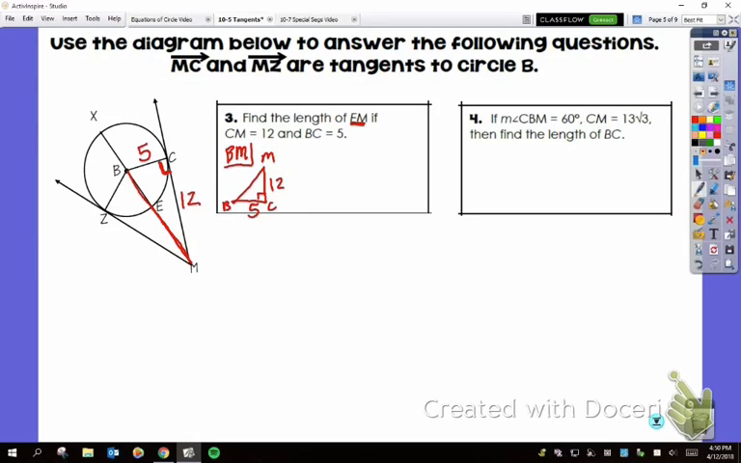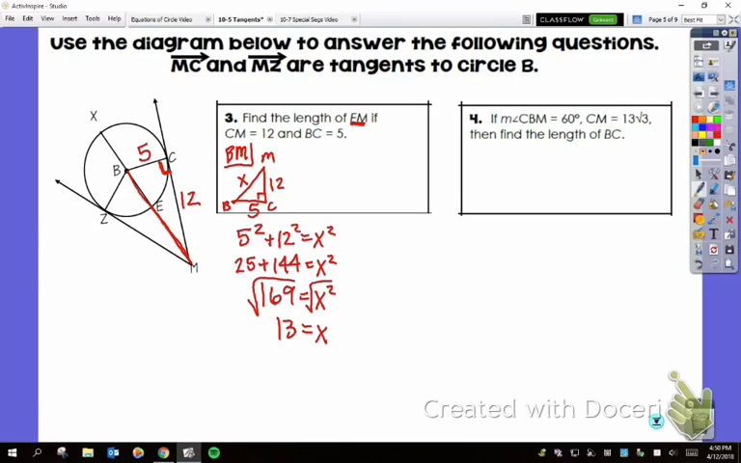So to find this piece, I'm going to call it X, we would need to do Pythagorean theorem. So we would say 5 squared plus 12 squared equals x squared. So 25 plus 144 gives us 169, and then the square root of 169 is 13. So x would equal 13. So this whole side, BM, equals 13, but we are looking for EM.